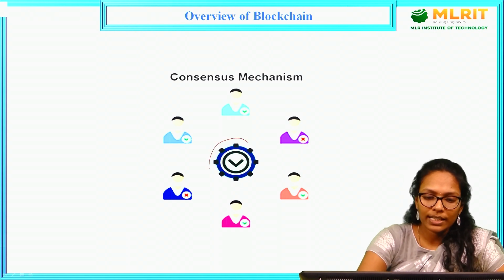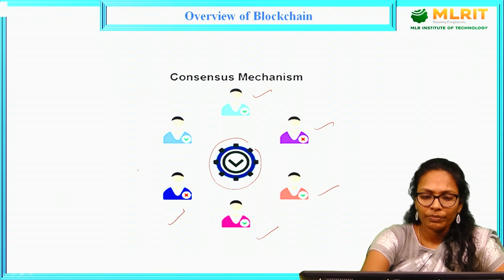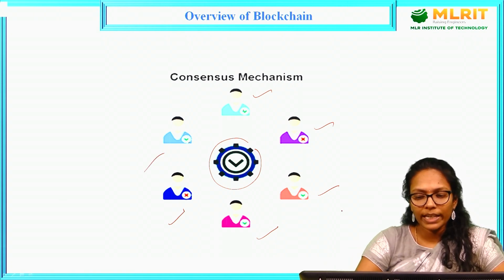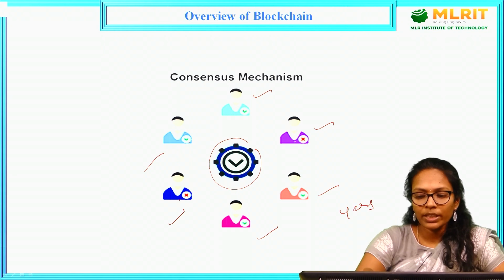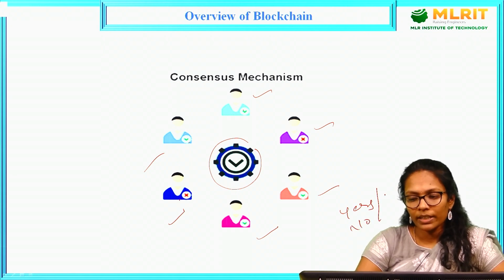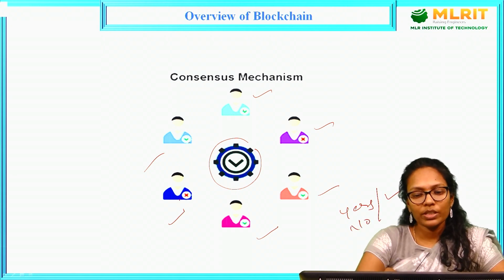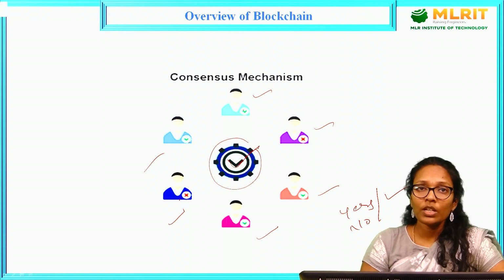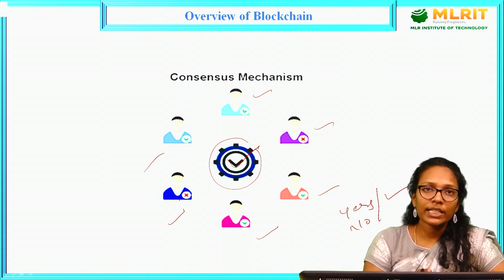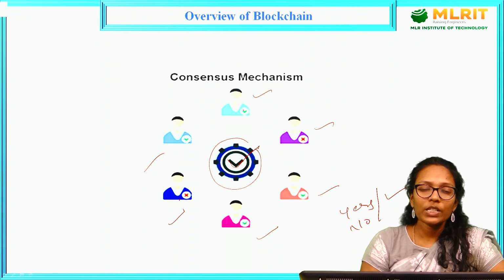So this is the transaction we have, and these are all validators or nodes. So how many say yes? 1, 2, 3, 4. So 4 say yes and 2 say no. Then I should take it as a valid transaction. So this is a valid transaction. Why? Because the majority of the people are saying the transaction is valid. So that's why I can say valid.